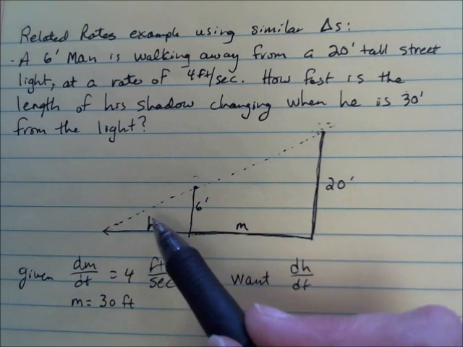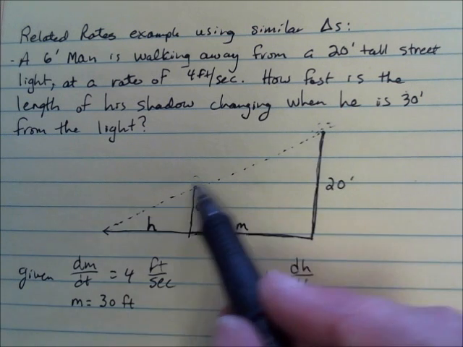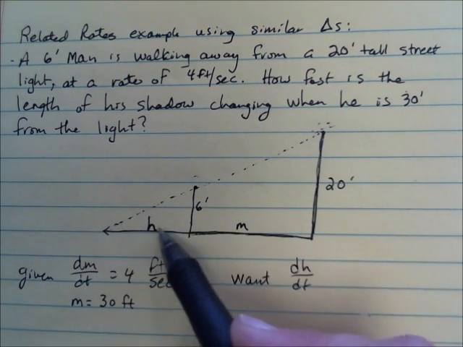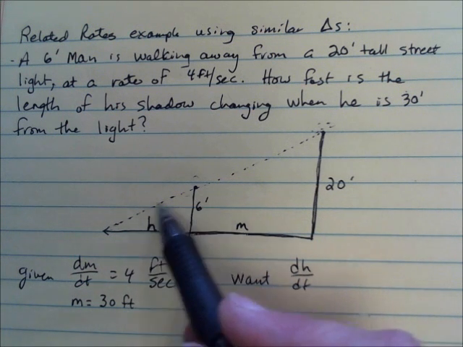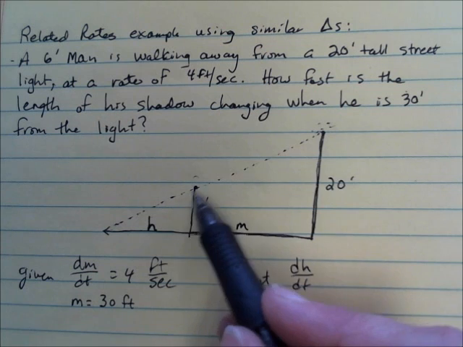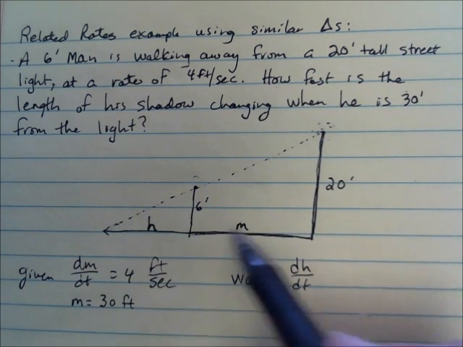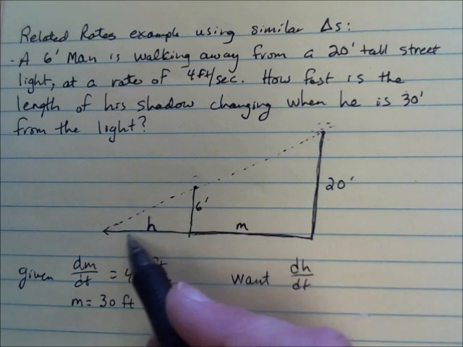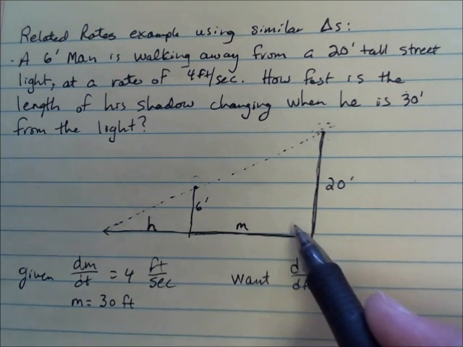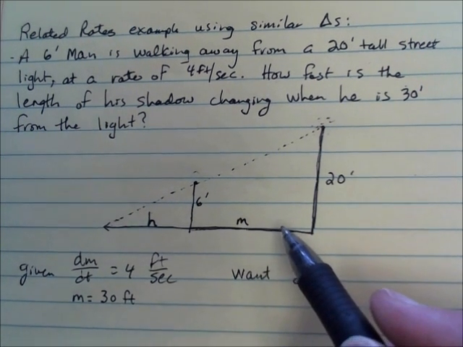Well, I already told you that this is a similar triangles question. So this big triangle here and this little triangle here are similar triangles because the angles are all the same. This angle and this angle are equal to each other, and these share the angle, and these are both 90 degrees. So this triangle and this big triangle, being similar triangles, have sides that are proportional to each other.